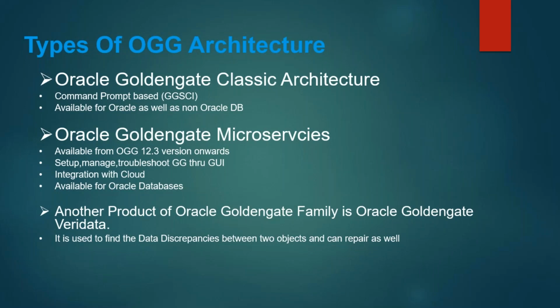From 2009 to 2017 there was only one way to configure Goldengate and that was through command prompt. So at that time it was only called Oracle Goldengate. Now in 2017 Oracle launched a new type of architecture of Goldengate, called microservices architecture, which allows you to set up, manage, troubleshoot, and configure Goldengate through GUI and allows for better integration with cloud applications.